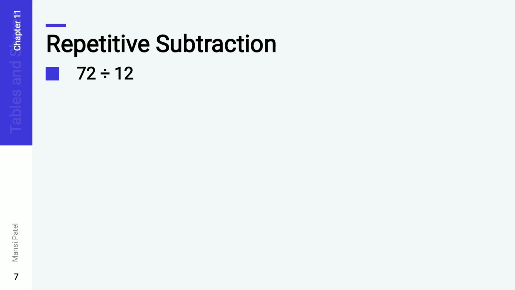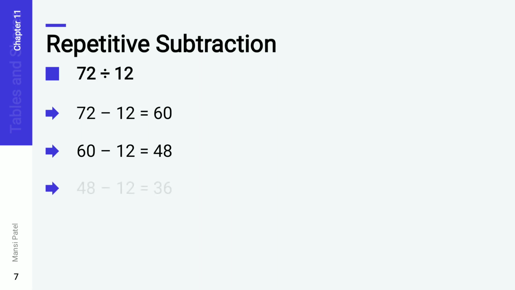So let us start our sum. First, you have to subtract 12 from 72. So 72 minus 12 is equal to 60. Now from the answer of the previous subtraction, that is 60, you have to subtract 12. 60 minus 12 is 48. Now again from this 48 you have to subtract 12. So 48 minus 12 is 36.